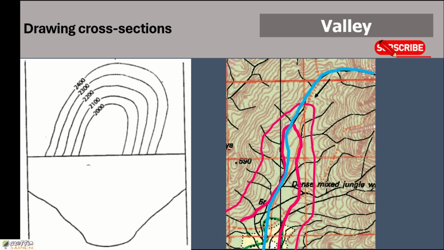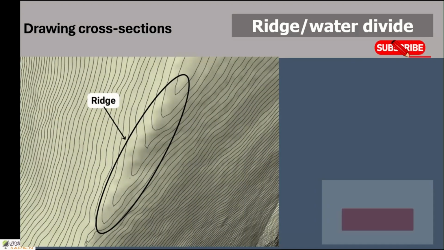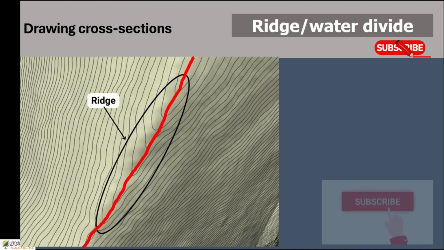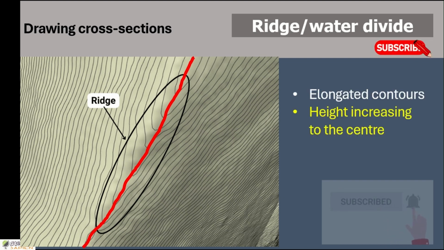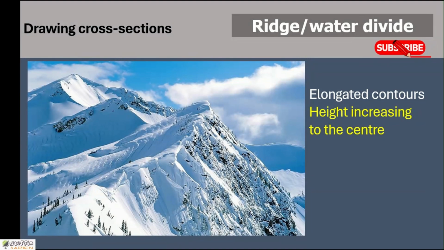Alright, let's go forward. Next one is a ridge or a water divide. Ridge or water divide have the same shape and therefore they have the same contour arrangement. Here the topmost part of this region is the mountain range, ridge or the water divide. Shape of the contours are elongated with increase in height towards the center. A reminder, a ridge or a water divide is the topmost part of a mountain like this. Alright, and therefore shape of the contours are elongated.